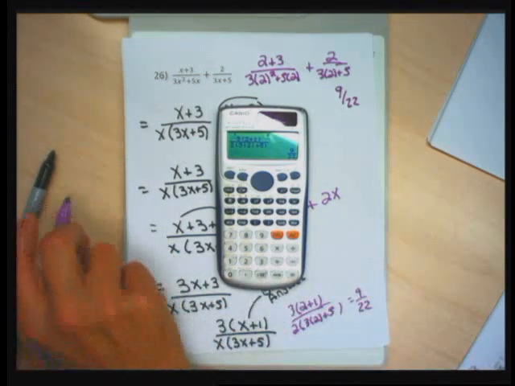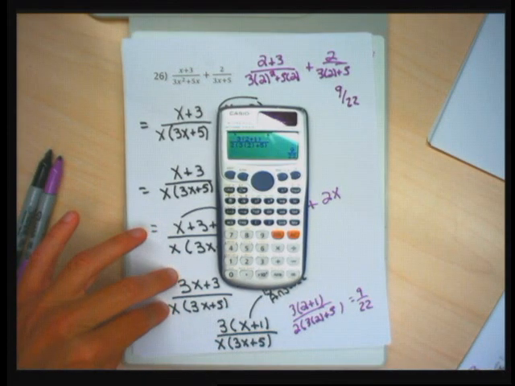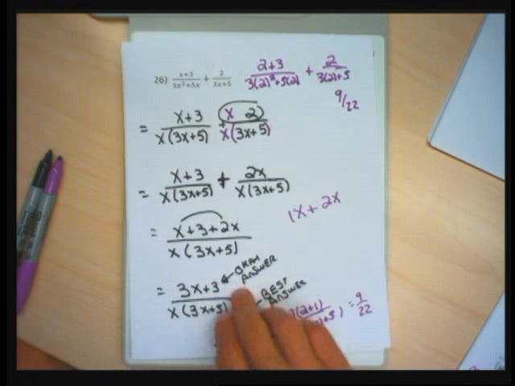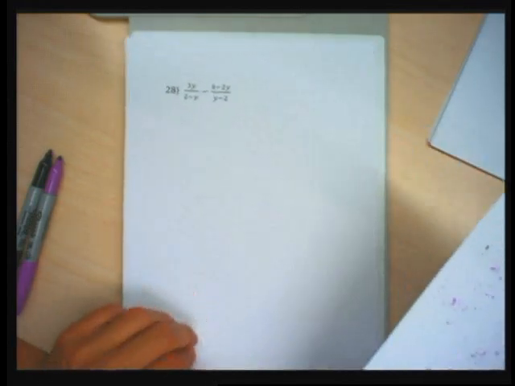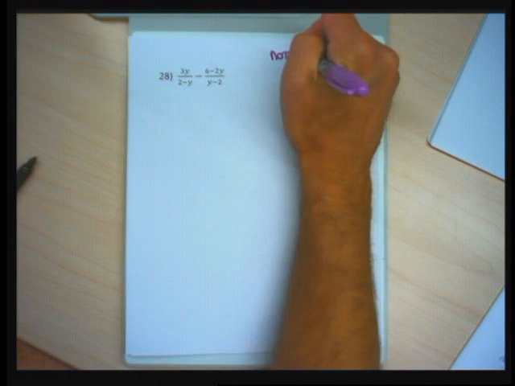So I don't think I made a mistake. If I would have plugged in 2 for the x's in this okay answer, I also would have gotten 9 over 22. I knew this was going to be a long section. I'm wearing out, which is kind of unfortunate, but it is what it is. 28's a tough problem. 28 will not be on the test, so it's not test worthy.